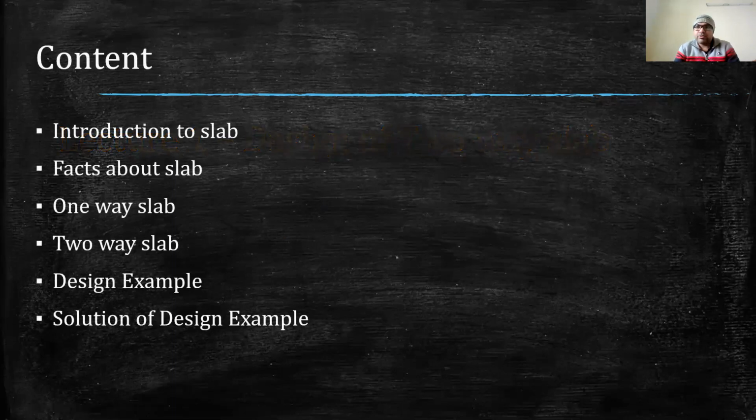This is the content that we are going to discuss in this lecture. So first we will get introduced with the slab and we will see what are some of the facts about the slab, and we will see these two slabs, what is one-way slab, two-way slab, and we will design an example.